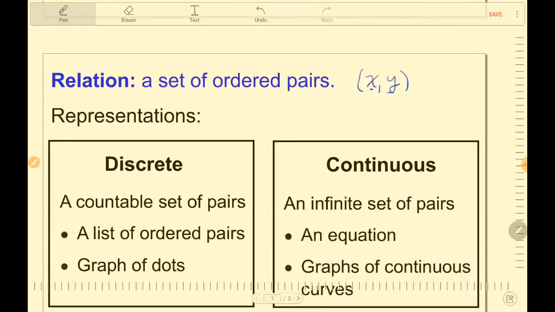First thing is to look at the definition of a relation. A relation is a set of ordered pairs such as x, comma, y. And it doesn't always have to be mathematical. It can be anything where you're relating one thing to another thing.